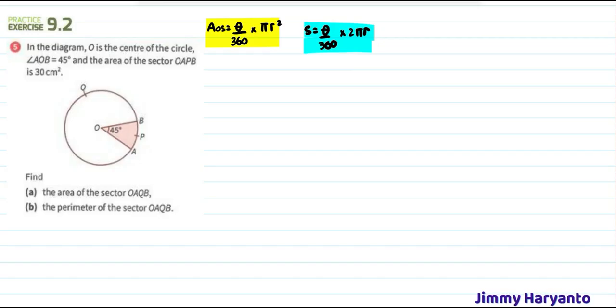The next question is question 5. In the diagram AOB equals 45 and the area of the sector OAPB is 30. Area of sector OAPB is that one. So the area of sector is already given. That means you have to start from the area of sector. The formula is theta, the theta itself is 45 over 360 times pi times the r square.